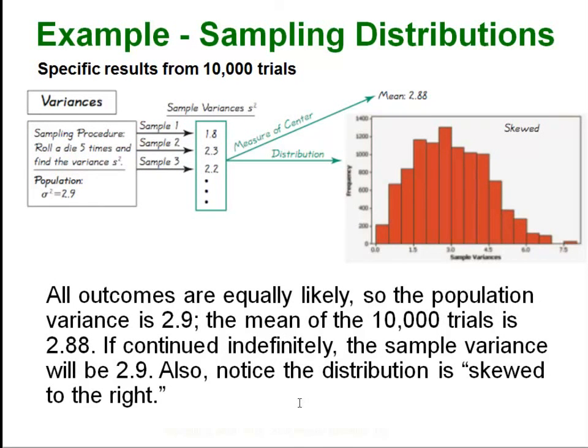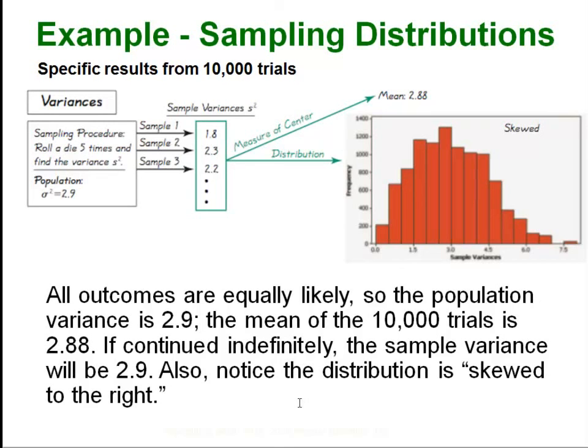Now if we talk about the second part of it, the variances. Again, all outcomes are equally likely, so the population variance is 2.9. That comes from our formula for variances, and we get 2.9. The mean of the 10,000 trials is 2.88. Again, very close, but if we did it indefinitely, it would hit 2.9 exactly.